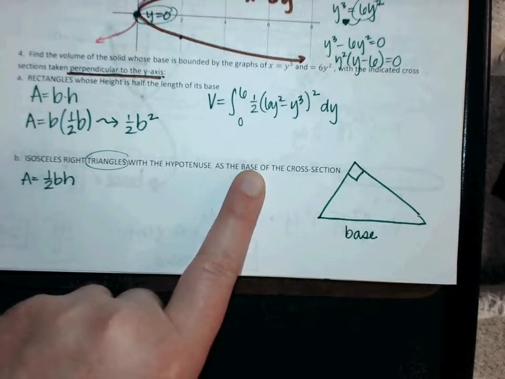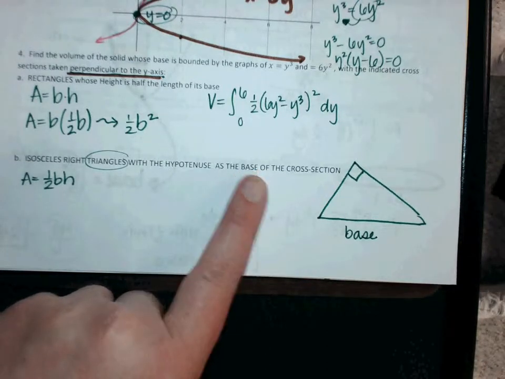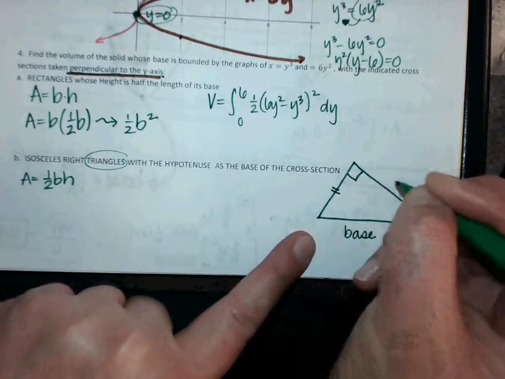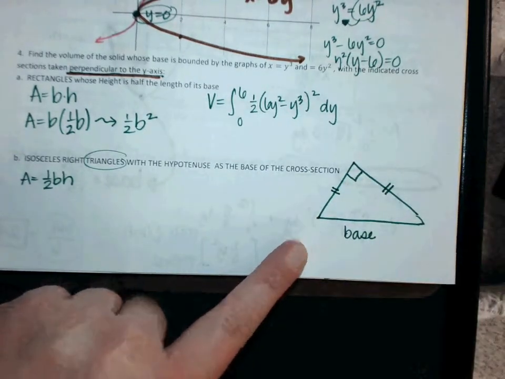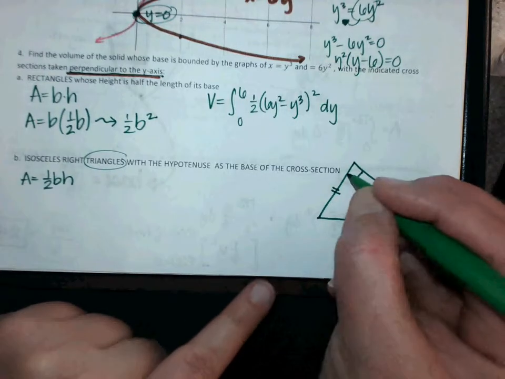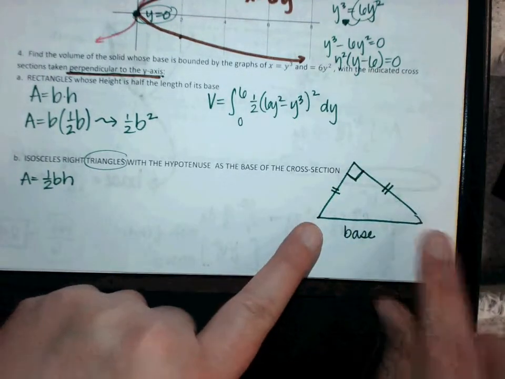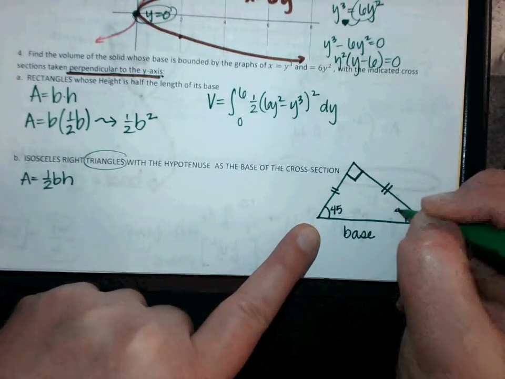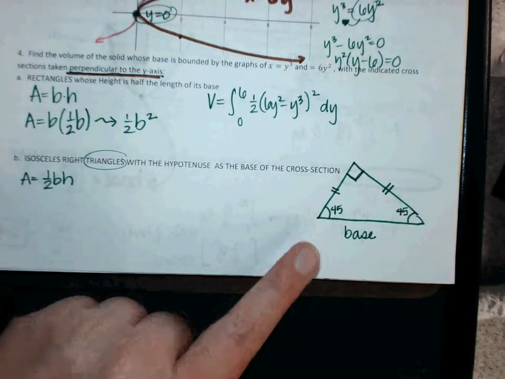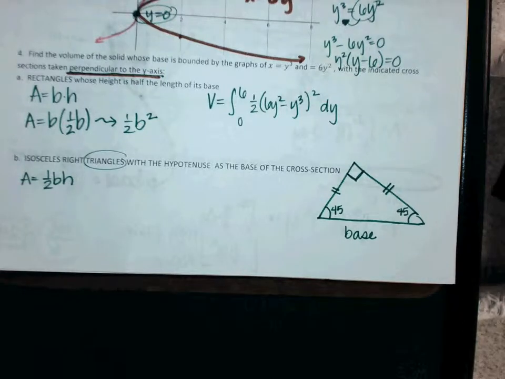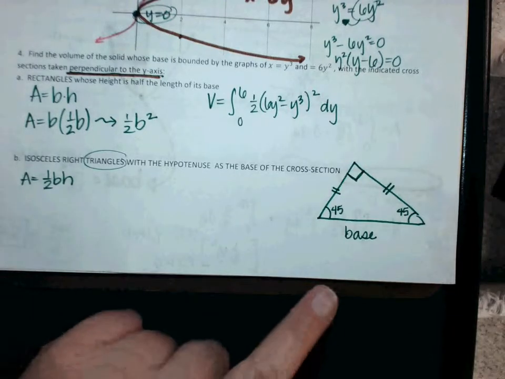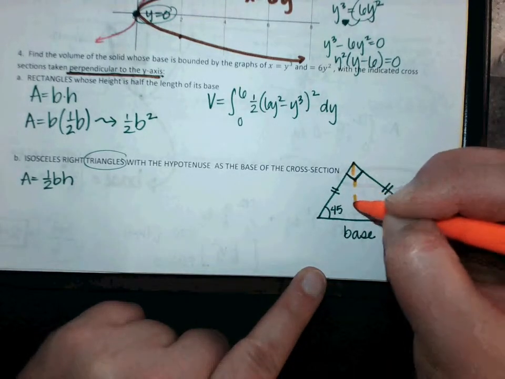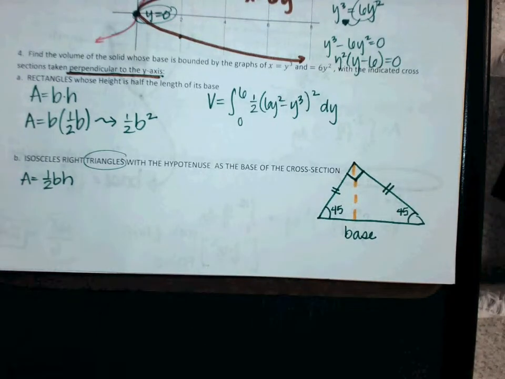Now, when I draw this, we know it's isosceles. If two sides match, what else has to match? Two angles. Which means if this is 90 and these match, what type is it? 45, 45, 90. Now, here's the problem. When you do your area formula, it has an h in it. That h has to go. So remember, what we learned yesterday is we're going to draw the h in, and then we're only going to look at the triangle one half at a time.